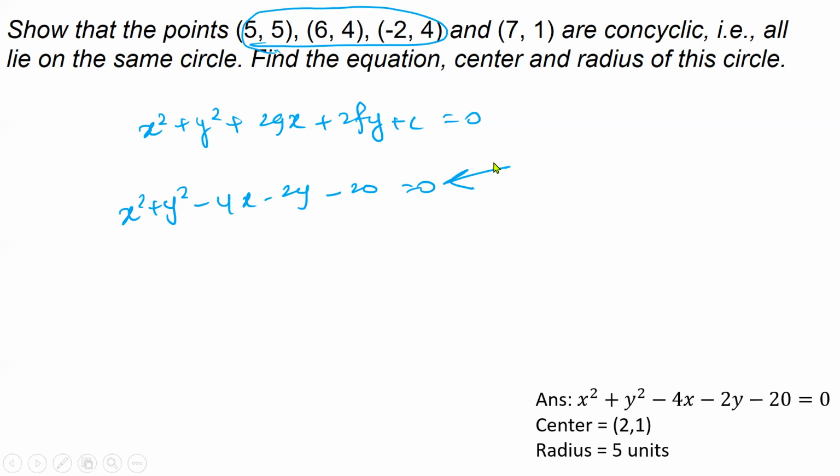Now what you need to do is verify whether this 7 comma 1 lies on this circle or not. So you just put down 7 in place of x and 1 in place of y. So minus 4 times 7 minus 2 times 1 minus 20, and verify whether it is turning out to be 0 or not. That means if the LHS is equal to RHS. So 49 plus 1 minus 28 minus 2.